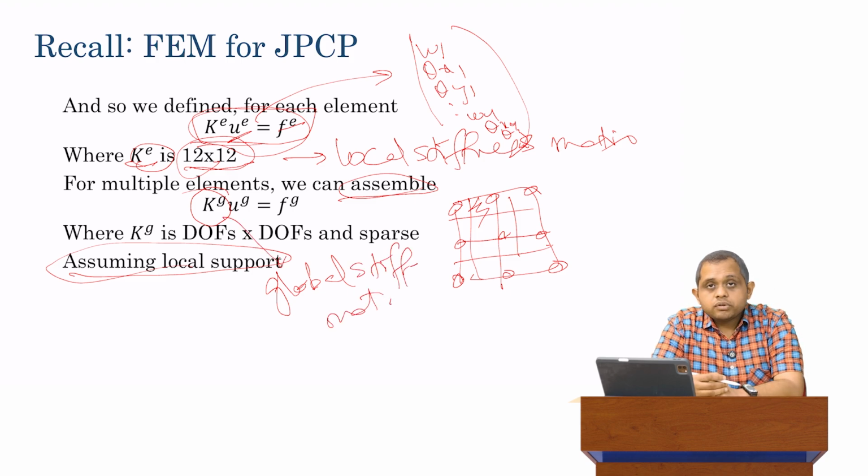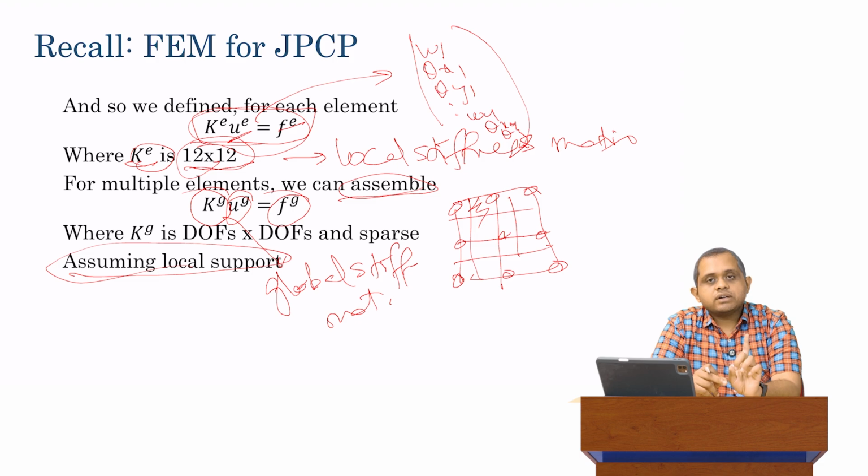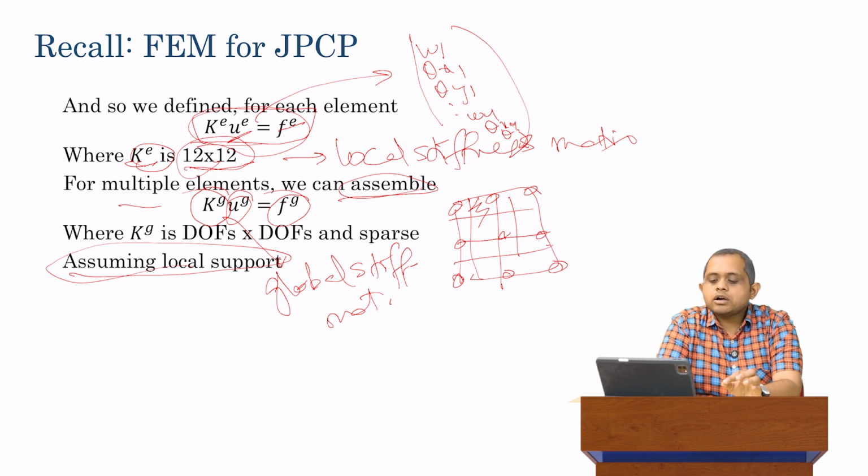So we have the global stiffness matrix, we have the vector of the global degrees of freedom, and we have a vector of global forces, global transverse forces acting on the slab. Taken together, now we can solve for the entire system. The entire physics of the system, with the assumption of local support, is contained in this simple one-line compact form, Kg Ug is equal to Fg.